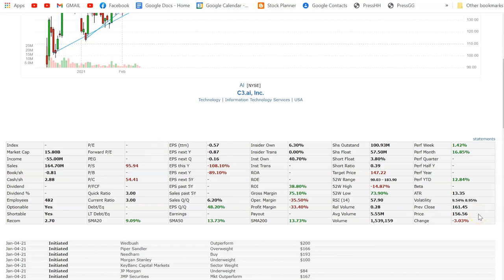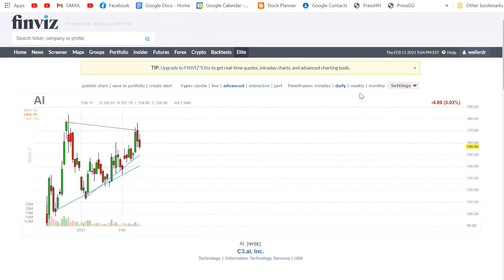The projected sales growth over the next quarter is 6.2%. The target price is $147, but it's currently trading at $156. So this is a stock that just possibly could go down. I personally think it's a stock where the price is just too high.